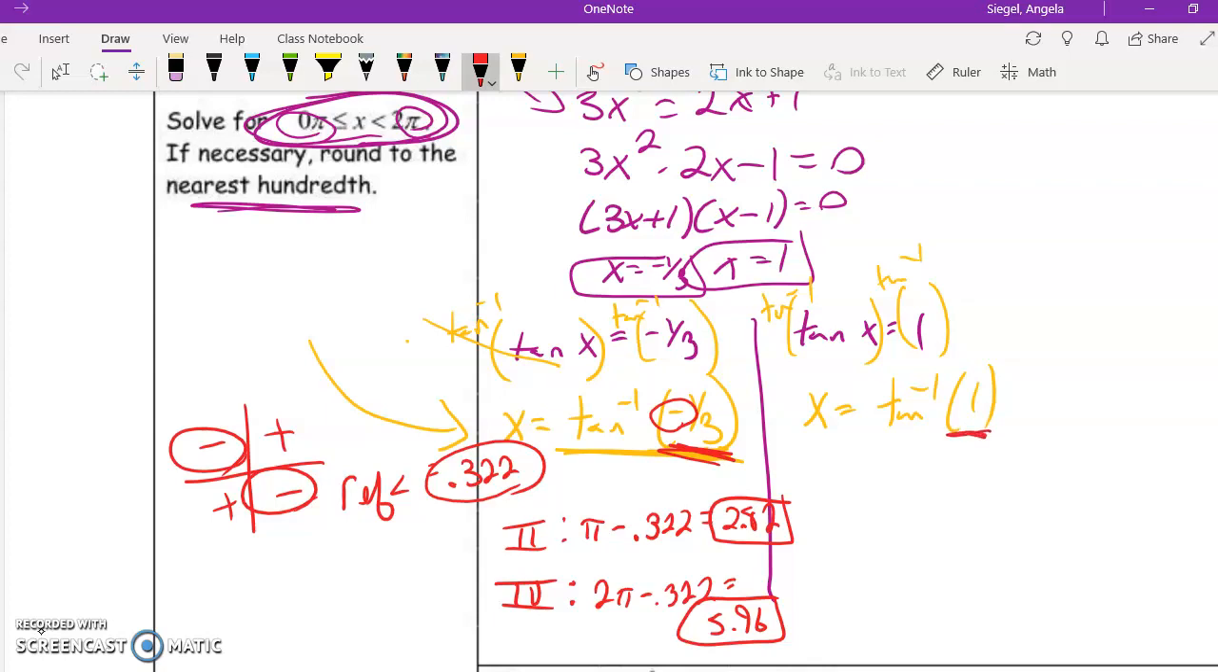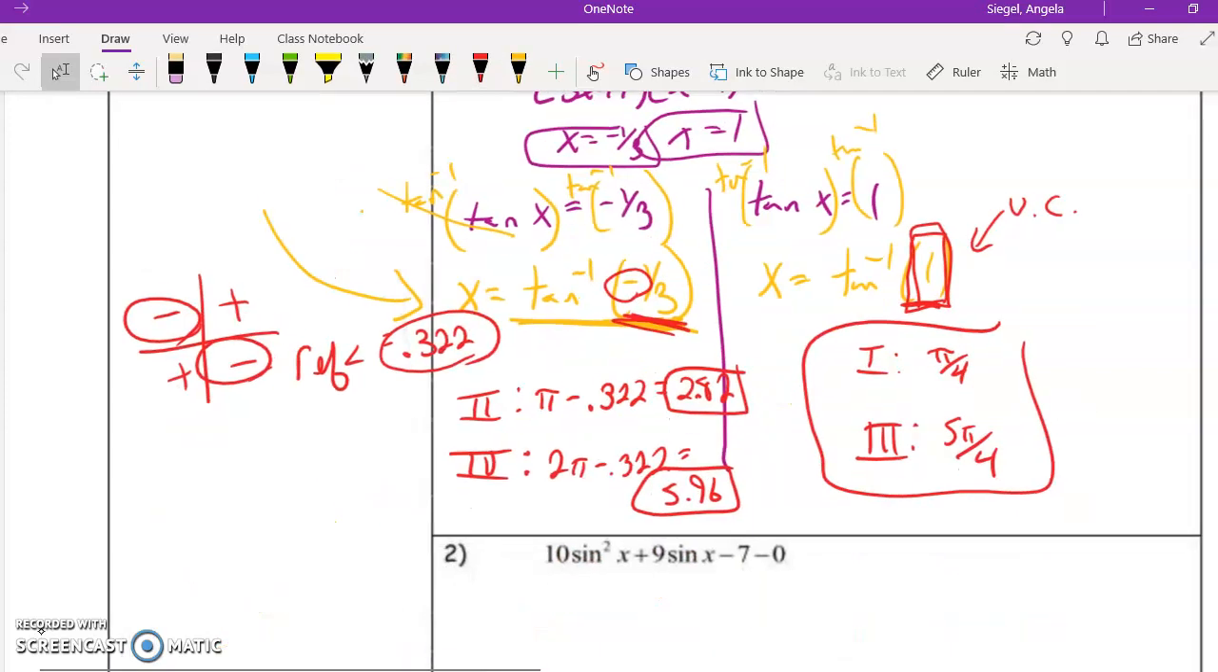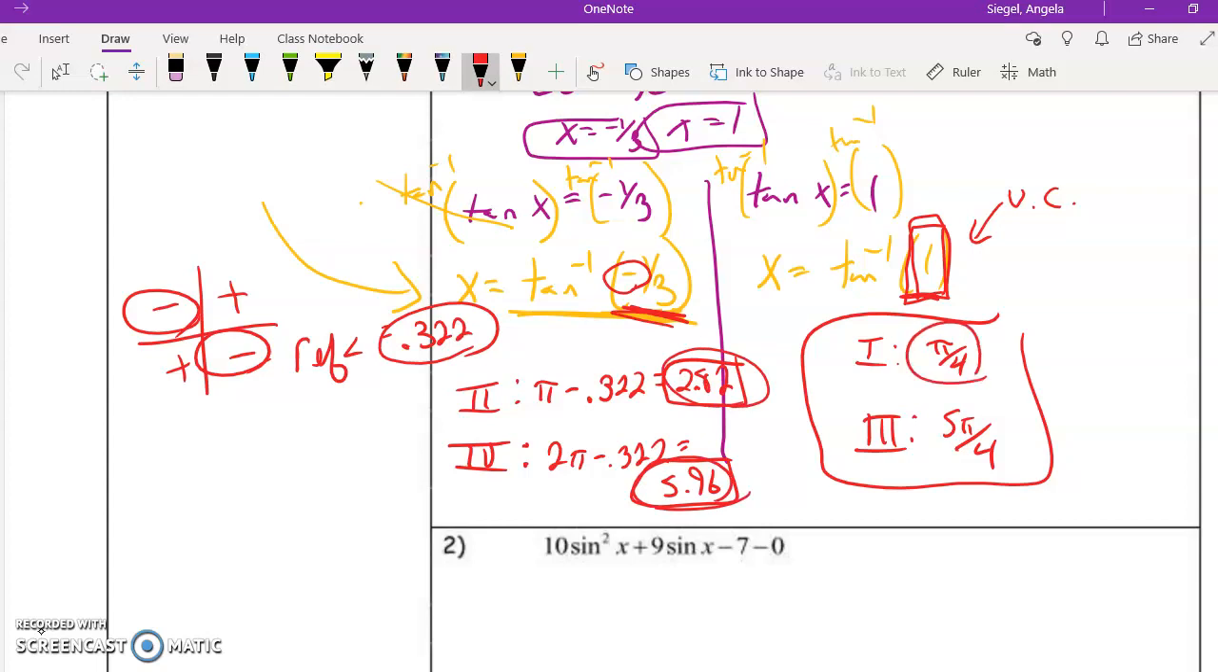But then I'm going to come over here. Now, it's interesting because this is on the unit circle, and so I'm going to treat it a little bit differently. It's positive, so I know I'm going to be dealing with quadrants 1 and 3. In quadrant 1, looking at the unit circle, it's pi over 4, and then in quadrant 3, it's 5 pi over 4. So for this equation, I actually have 4 values of x that will work: 1, 2, 3, and 4.